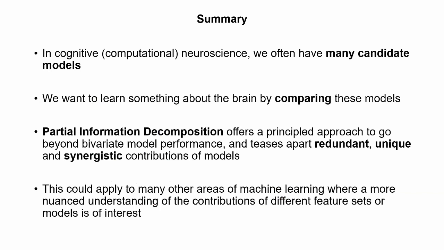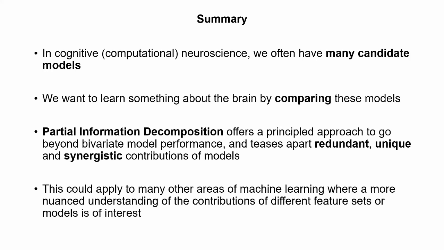Okay, so that brings me to my final summary slide, where I would say that in cognitive computational neuroscience, we often have many candidate models, right? So that, I guess, is true in many other fields. And we want to learn something about the brain or human behavior by comparing these models. And so partial information decomposition, PID, offers a principled approach to go beyond bivariate model comparisons and teases apart these redundant, unique, synergistic contributions of models.